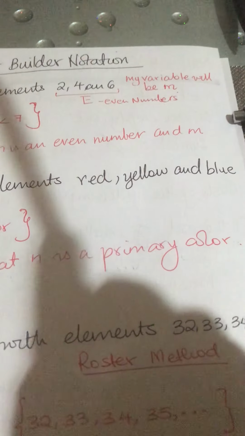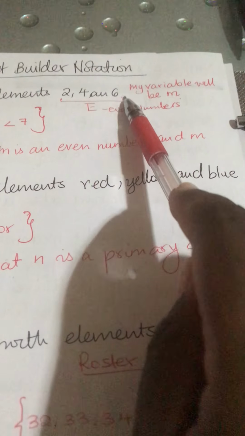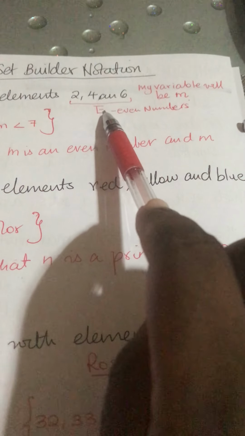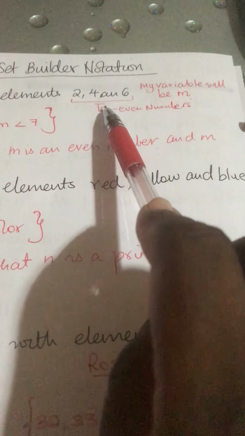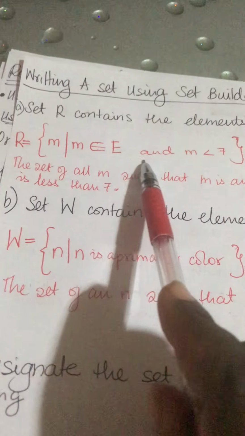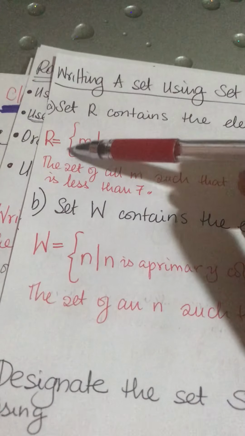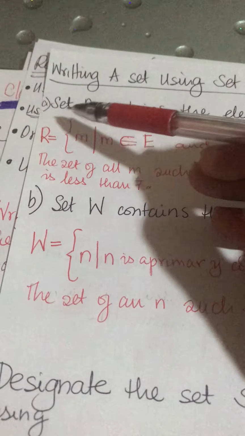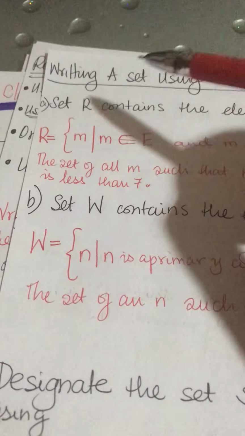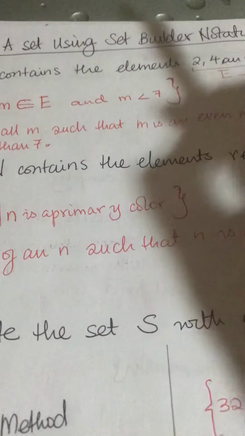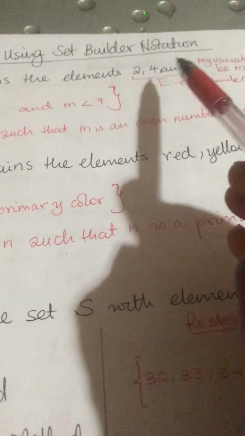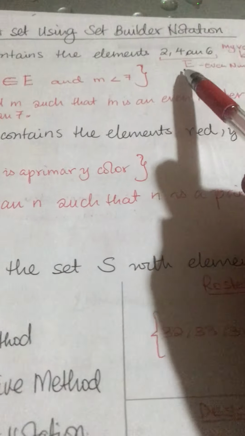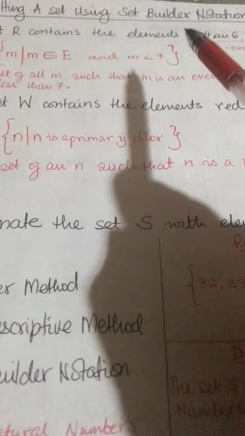You choose a variable. Your variable will be any letter. Mine is M. So I know the 2, 4, and 6 are even numbers, so I will use the letter E. Capital E in math means even numbers. So this is my set builder notation. Do you see how I wrote it? I wrote my brace. I wrote my variable. First of all, I wrote the set, R equals my brace, my variable like that. And M is less than 7. Okay? Because these are numbers that are less than 7.